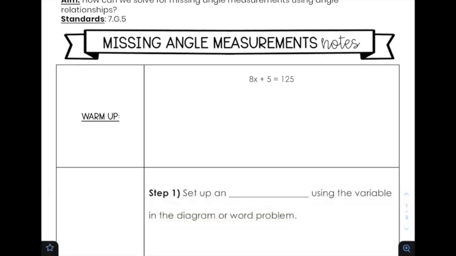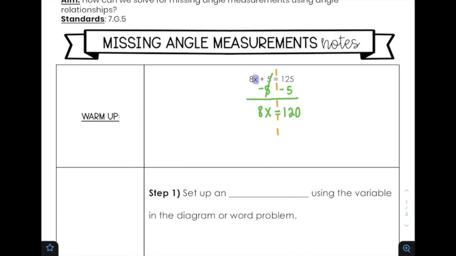When solving, we want to make sure we're isolating our variable. We're solving for x, so we want to subtract 5 from both sides to get rid of our constants. We're left with 8x equals 120. The reason we do this is because we're adding 5, so the inverse operation is to subtract 5. Again, you subtract from both sides of the equal sign to make sure there's a balance.